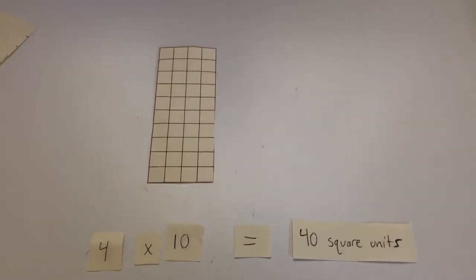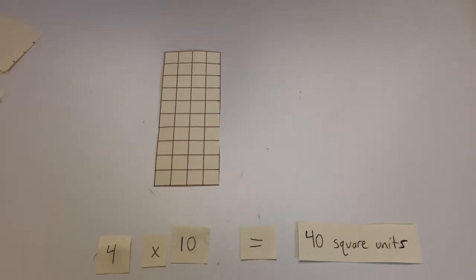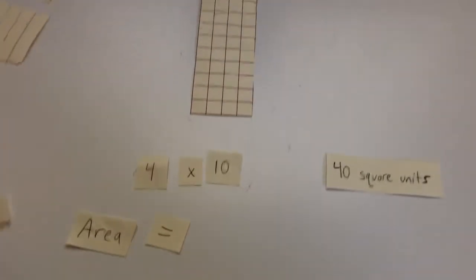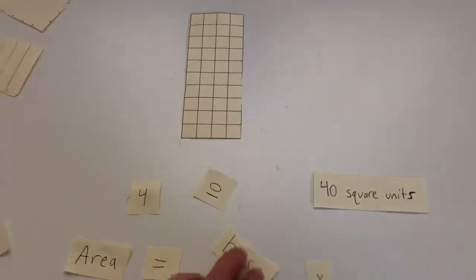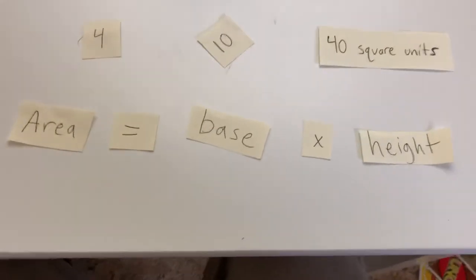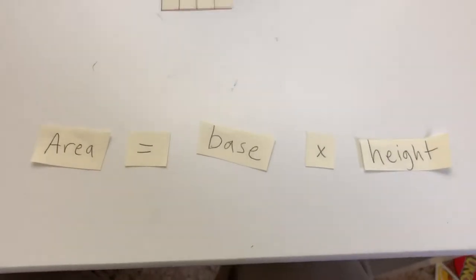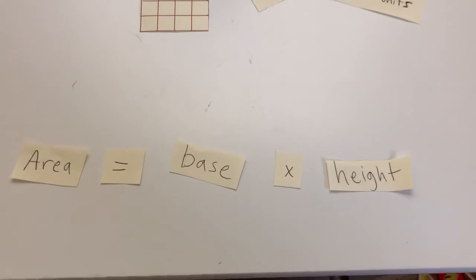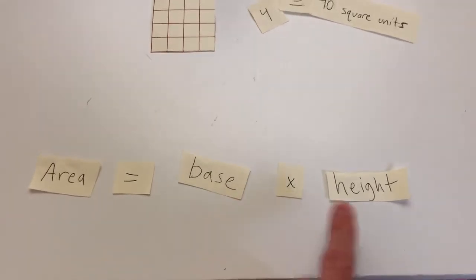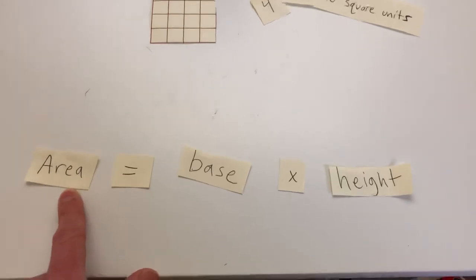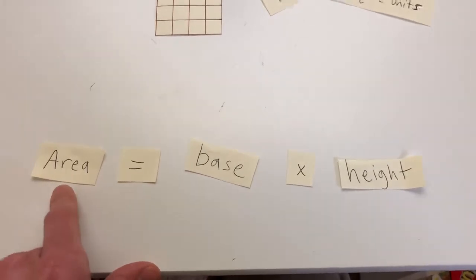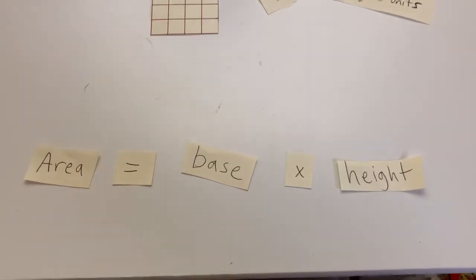So, the next thing that we're going to do is create a formula from this. Area equals base times height. So this is the formula that we will use whenever you're going through your worksheet that I gave you on finding the area of a rectangle. The area that you're looking for is the base number of units times the height number of units, and the area will be in square units, okay? So some of them may be centimeters, some of them may be inches. The area is going to be square centimeters, or inches square, okay?